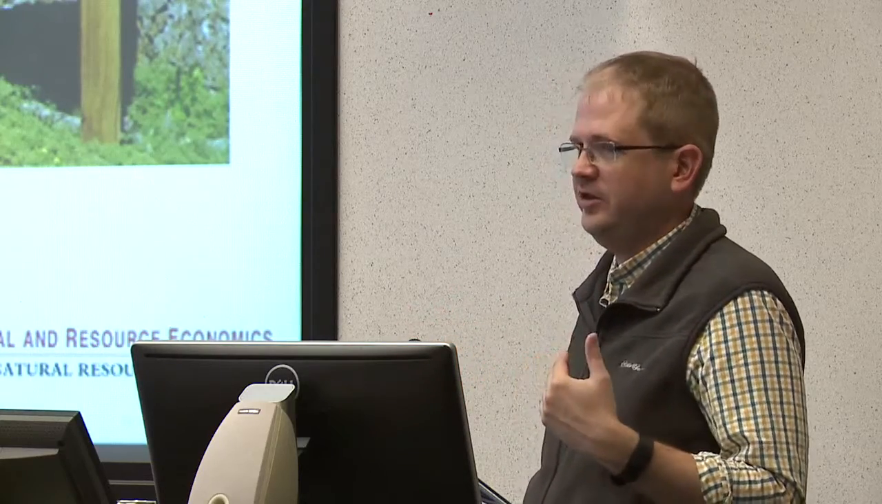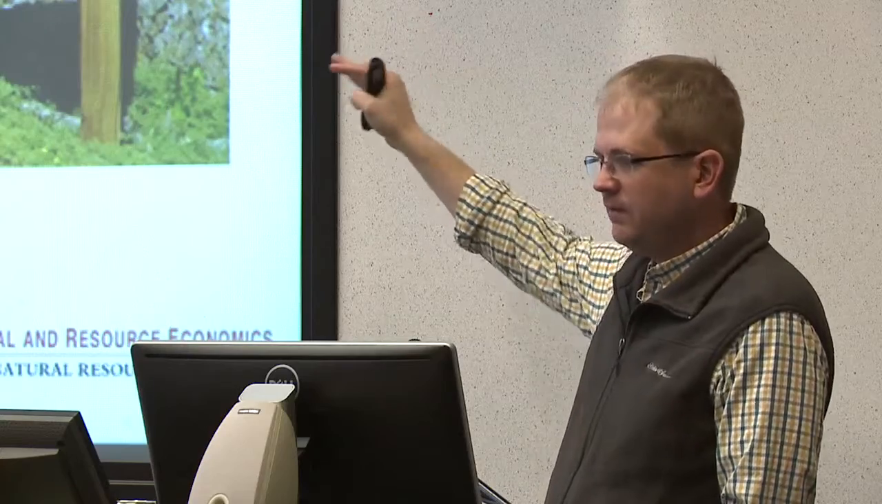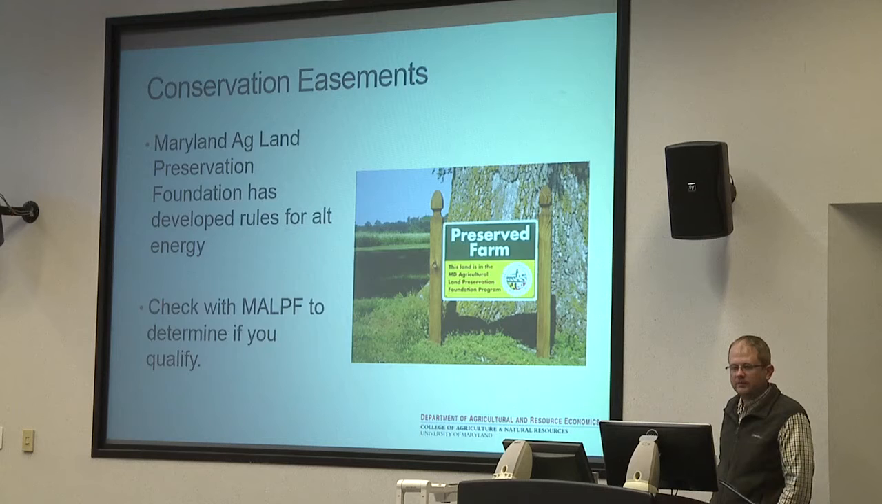So if it's preserved through MALPF at least, you're going to have to work with the state to get this approved. And they're going to approve solar, I think it's up until 2018 or 2019, and then after that the law sunsets out. So there's only a limited opportunity under MALPF to do this. It may be extended, it may not be, depending on what the needs are in the future. Anything else, if it's preserved through a county land preservation program, Eastern Shore Land Conservancy, or any other group, you're going to have to check with the easement holder to make sure this fits the needs of the easement. And I kind of already talked about that slide.